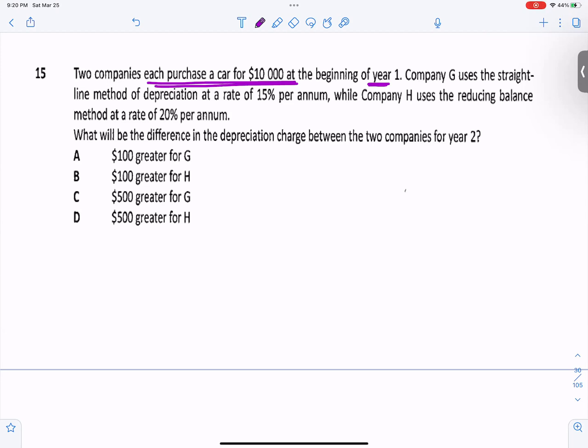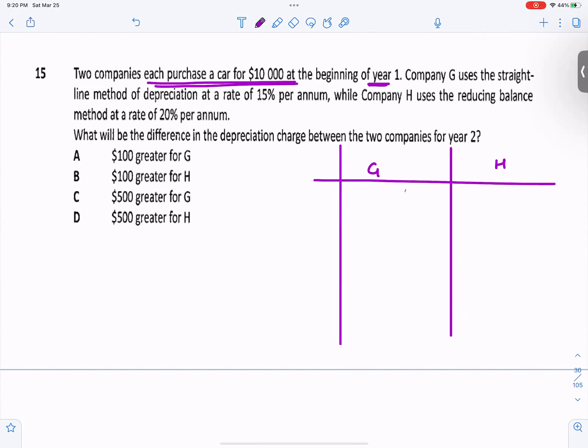Two companies each purchase a car for $10,000 at the beginning of year 1. Company G uses the straight line method and company H uses the reducing balance method at 20% per annum. What will be the depreciation charge between the two companies for year 2? So both companies are buying for 10,000. Depreciation for year 1 will be the same.